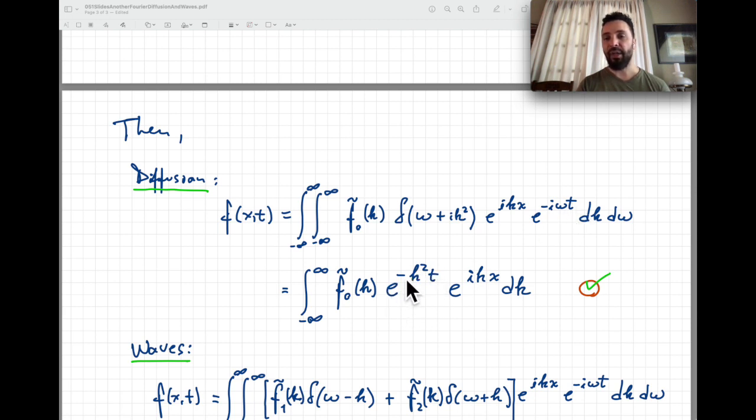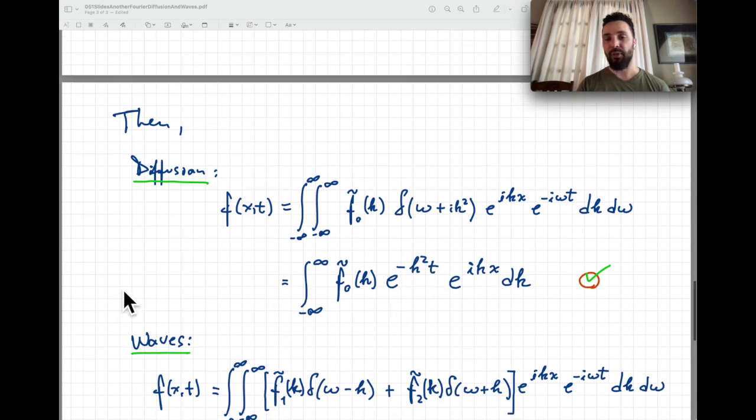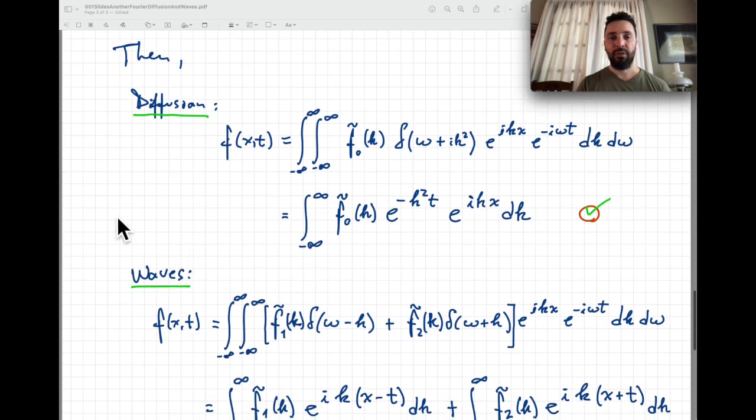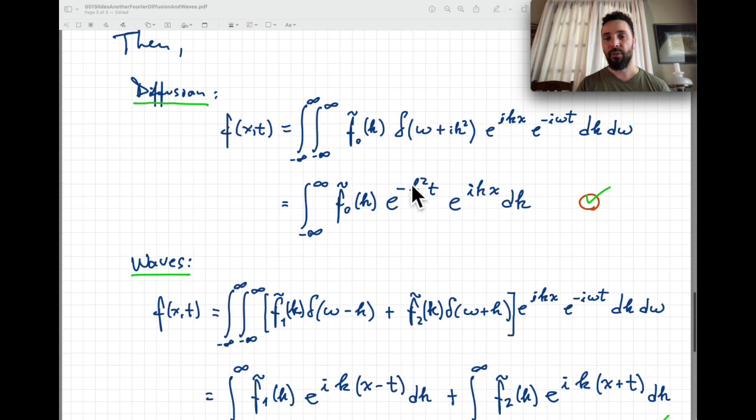So we do the integral over omega, and then we recover the diffusion behavior in time, which we saw in the previous videos on diffusion. In the end, our solution is an integral from minus infinity to infinity of the Fourier transform of this spatial profile at time equals 0. And then we have e to the minus k squared t, e to the ikx, dk. And so our job then, given this f0 tilde of k, is to do this integral, and then we obtain the solution for our problem at all times. And again, the time part is governed by this factor here.